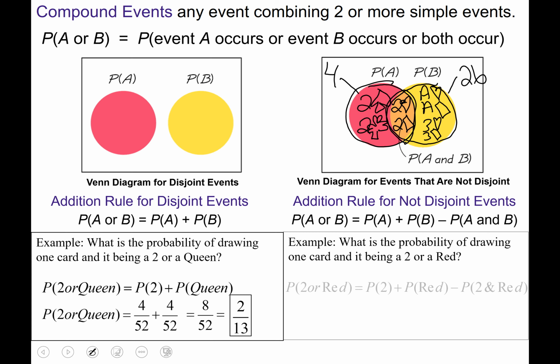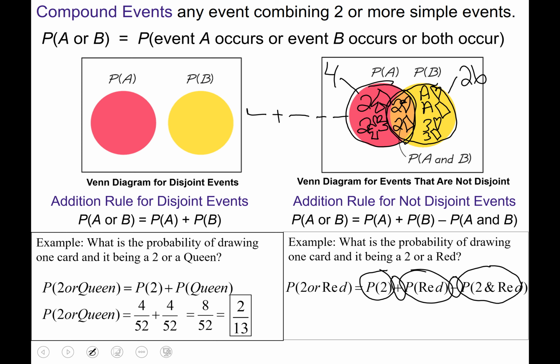Okay, so we're going to set it up as the probability of drawing a 2, plus sign, the probability of drawing a red, minus sign, the probability of the overlap. So setting it up as a blank template would look like this. Fraction bar, plus sign, fraction bar, minus sign, fraction bar. So you have 1, 2, 3, 4, 5, 6 blanks to fill in.